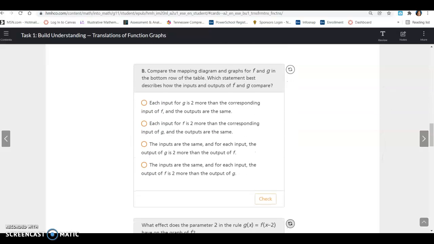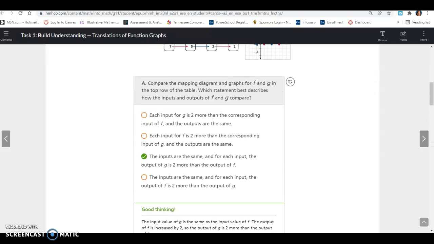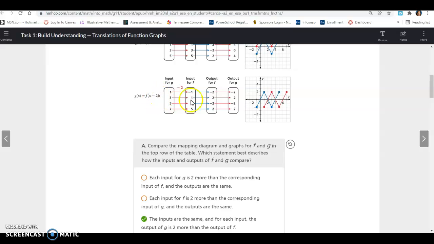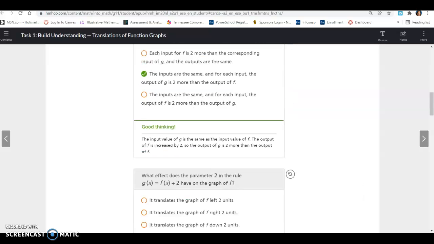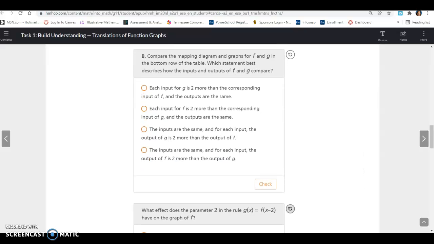All right, compare the mapping diagram and graphs for f and g in the bottom row of the table. Which statement best describes how the inputs and outputs of f and g compare? All right, so the bottom row is this one. So for this one, f is 2 less than g. So for this one, the input is different and the outputs are the same. So the input of f is 2 less than g.